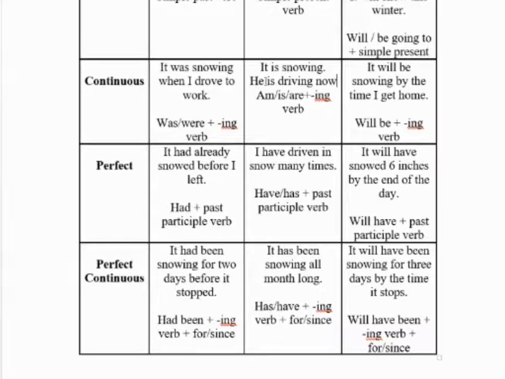So for he or she, we use is, or it is. While I use I'm driving, or they are. When I'm using they, I have to change verb to be into are. They are driving now.